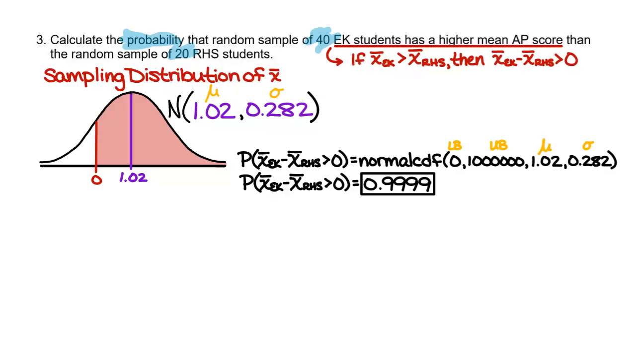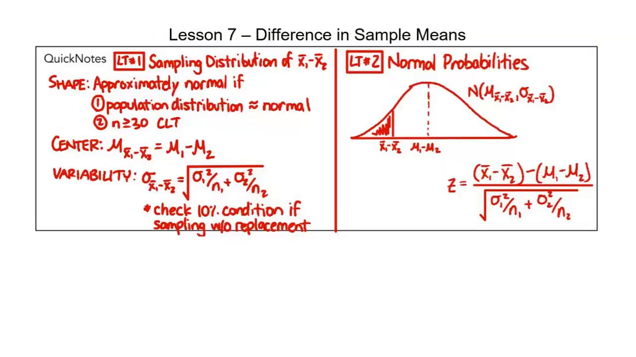So far, so good? All right. So between before break and now post break, we've covered a lot. We've talked about sampling distributions for proportions. We've looked at sampling distributions for a difference of proportions. We have sampling distributions for means. And now we've looked at a sampling distribution for a difference in means.